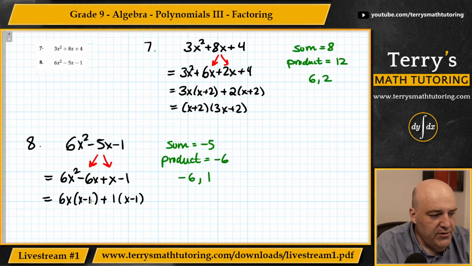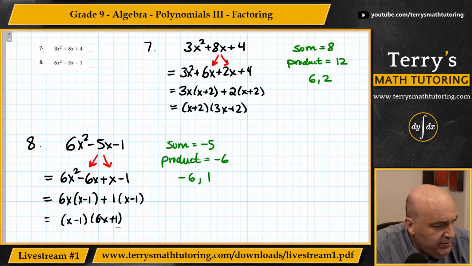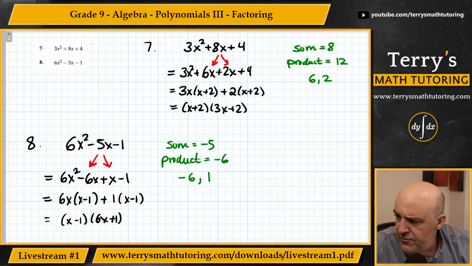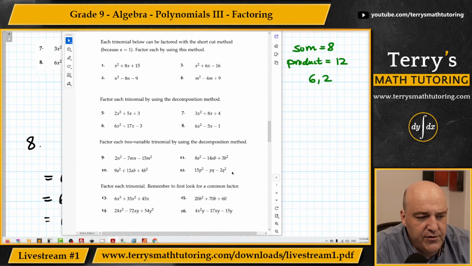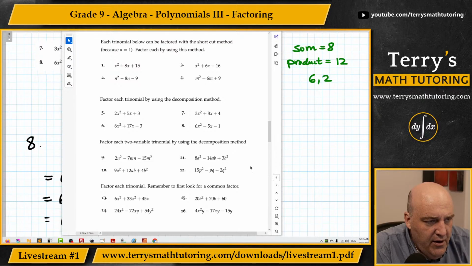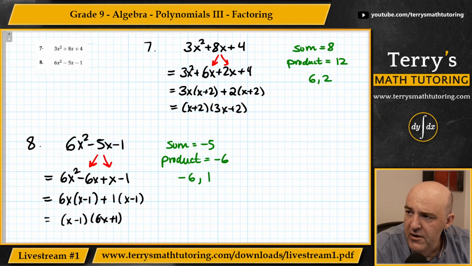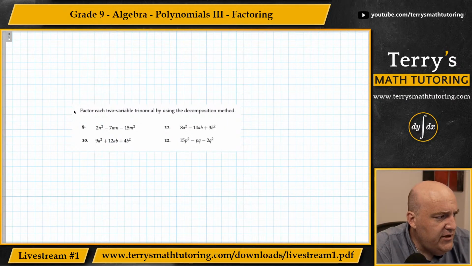All right, so notice the x minus 1 is common there. So let's factor that out. And we get x minus 1 times 6x plus 1 for number 8. All right. So let's move on to more trinomials. But these trinomials now have 2 variables in them, okay? But it's no different. Maybe it looks a little bit different at the beginning, but we'll see that it's the same style.